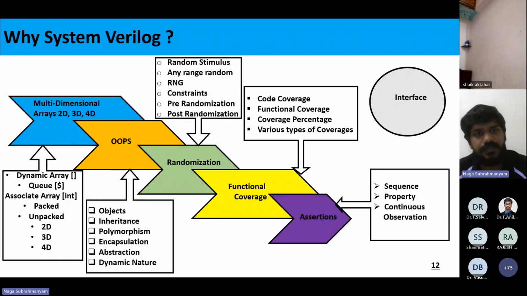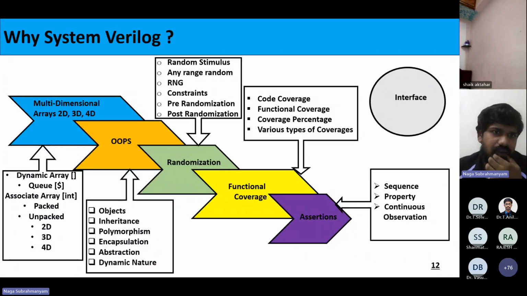Because it comes with a wider range of features. It has multi-dimensional arrays, which are not in Verilog. OOPS, which is not there in Verilog. Randomization, which is not there in Verilog. Functional coverage, which is not there in Verilog. Assertions, which are not there in Verilog. Interface, which is not there in Verilog. So this much development has been done from Verilog to SystemVerilog.